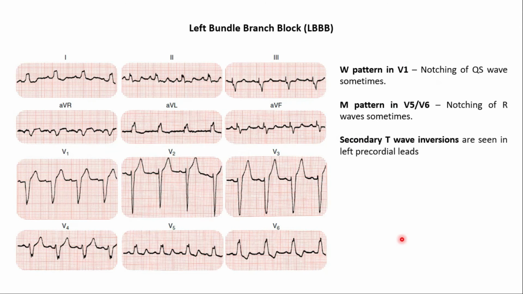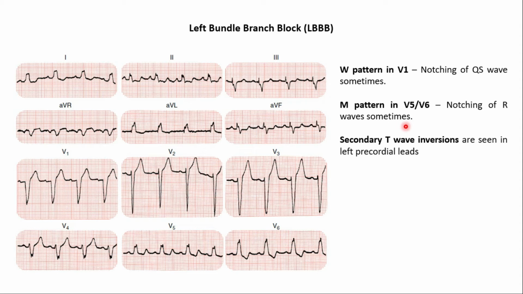So in left bundle branch block, we can see a wide QS complex, and in V5 and V6 we'll see wide R waves, and there is a typical notching in these R waves and in the QS waves. This is called a W pattern in V1 or the right precordial leads, or an M pattern in the leftmost precordial leads like V5 and V6. That is a typical feature of left bundle branch block.